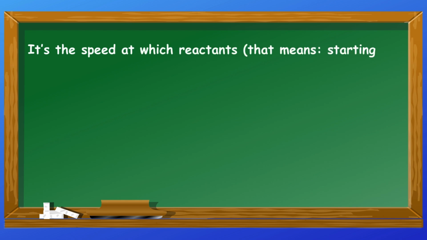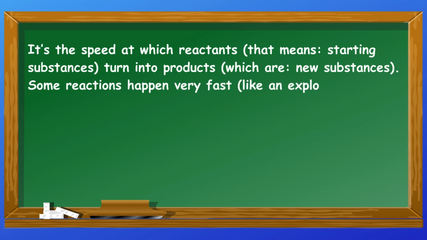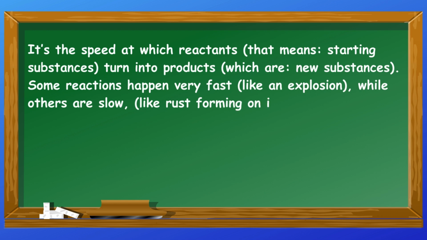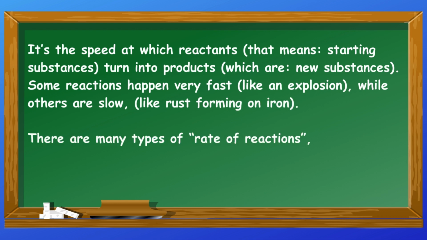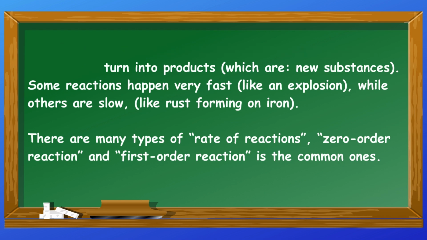It's the speed at which reactants, that means starting substances, turn into products, which are new substances. Some reactions happen very fast, like an explosion, while others are slow, like rust forming on iron. There are many types of rate of reaction. Zero-order reaction and first-order reaction are the common ones.